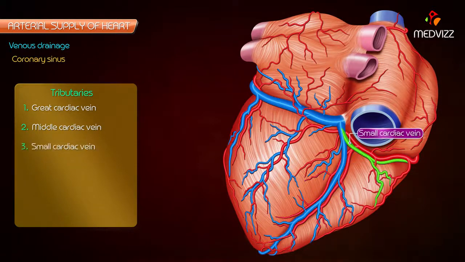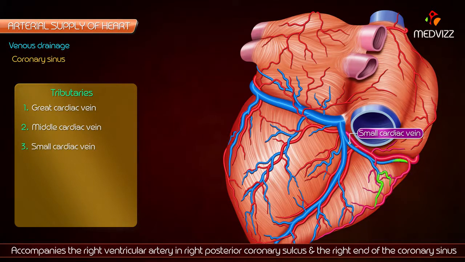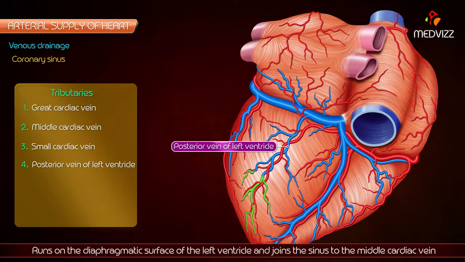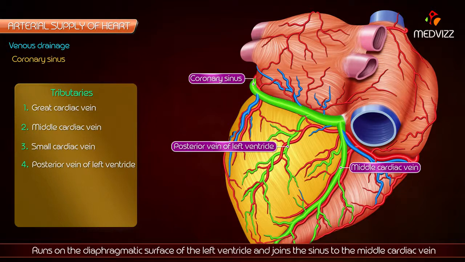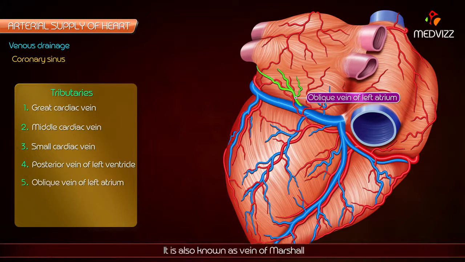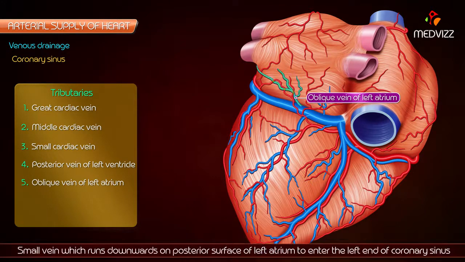Small cardiac vein. It accompanies the right ventricular artery in the right posterior coronary sulcus and joins the right end of the coronary sinus. Posterior vein of the left ventricle. It runs on the diaphragmatic surface of the left ventricle and joins the sinus close to the middle cardiac vein. Oblique vein of left atrium, also known as vein of Marshall. It is a small vein which runs downwards on the posterior surface of the left atrium to enter the left end of the coronary sinus.